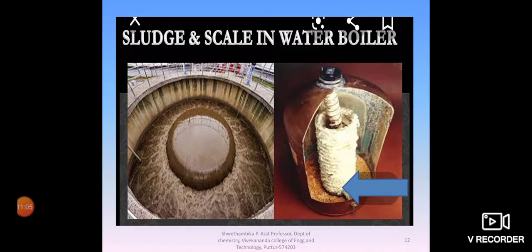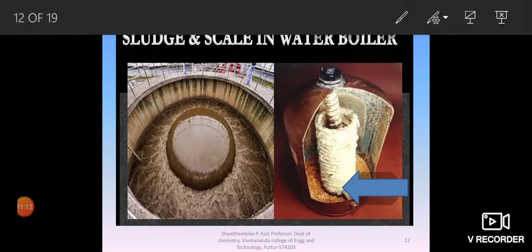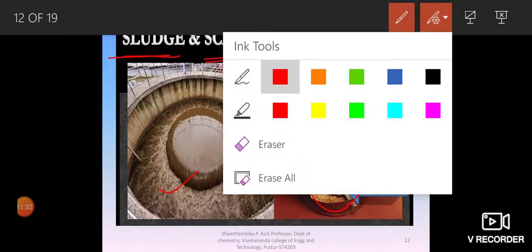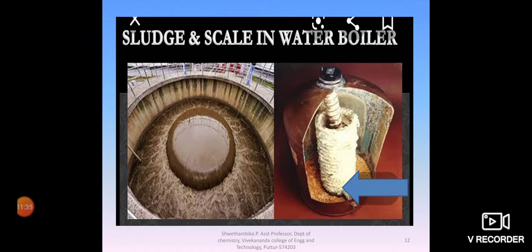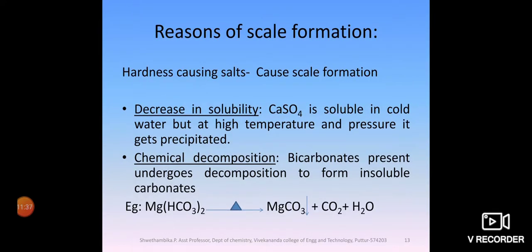This is the realistic diagram of how sludge and scale are formed in the boiler. The first one you can make out is a floating kind of impurity, soft and slimy, which is nothing but the formation of sludge. A very thick kind of deposition which cannot be removed easily, we call a scale. Most of the time scale formation we can see in pipelines and all in our everyday life as well. Now let us see the reasons for scale formation.